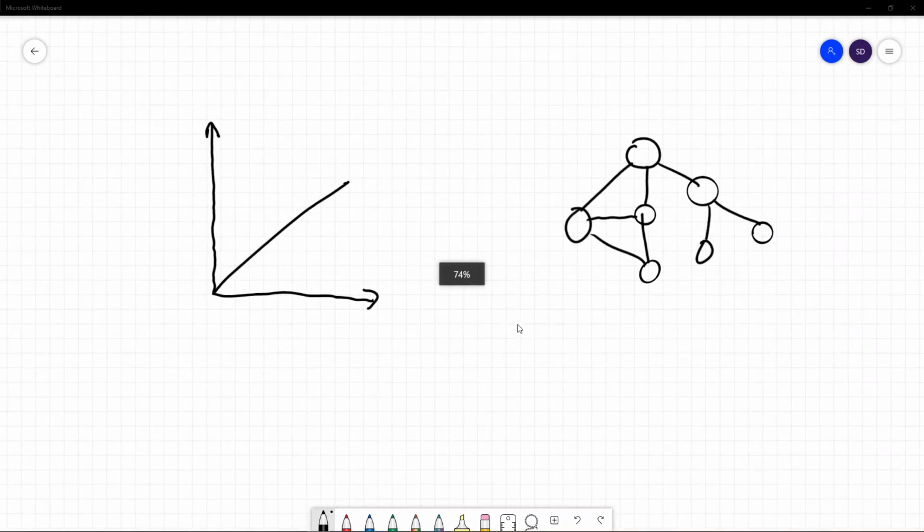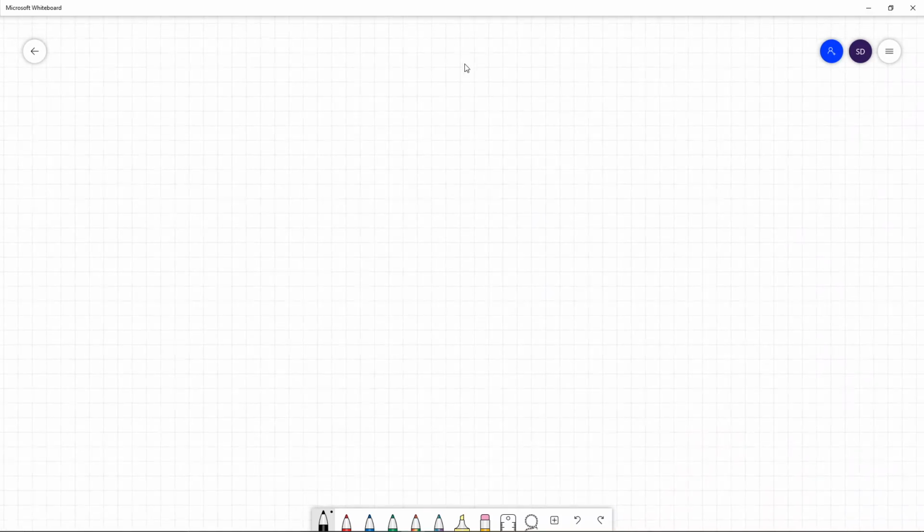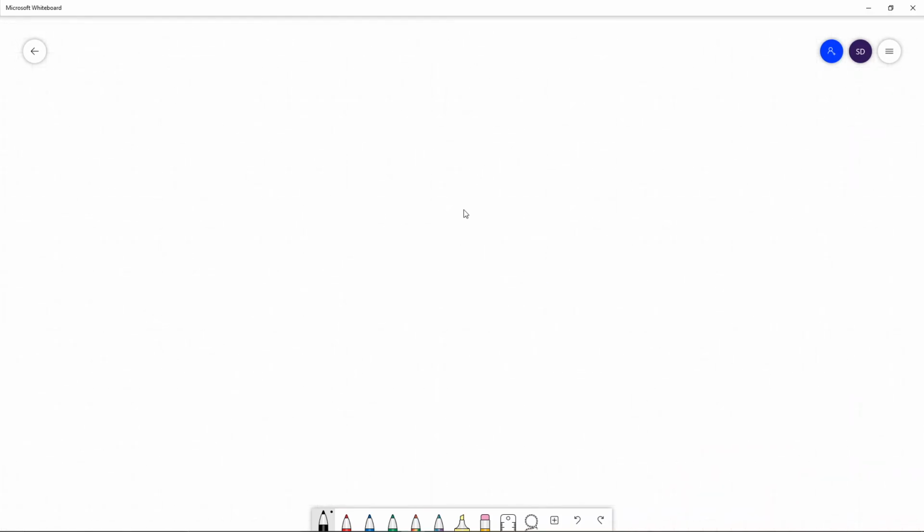There are two main classes of graphs that you're going to be dealing with in competitive programming: directed graphs and undirected graphs. An undirected graph is a graph where the edges have no direction, and you can travel along both directions of the edge. For instance, you can travel from this node to this node and then back to this node again.